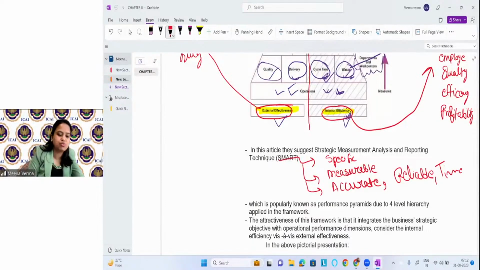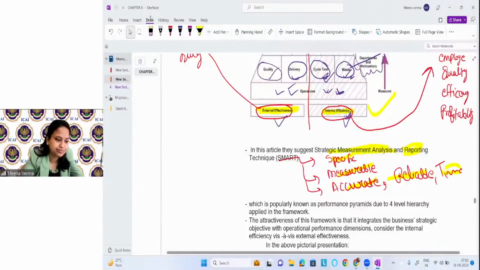What should be smart? Whatever measurement analysis the company is doing, and whatever reporting the company is having through this pyramid, should be smart. Specific reporting, specific analysis, measurable reporting, measurable analysis, accurate reporting, accurate analysis. The report should be reliable. Analysis should be reliable. It should be on time. All right. Okay.